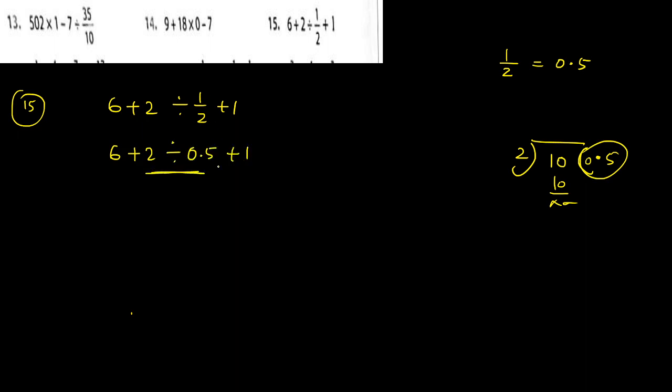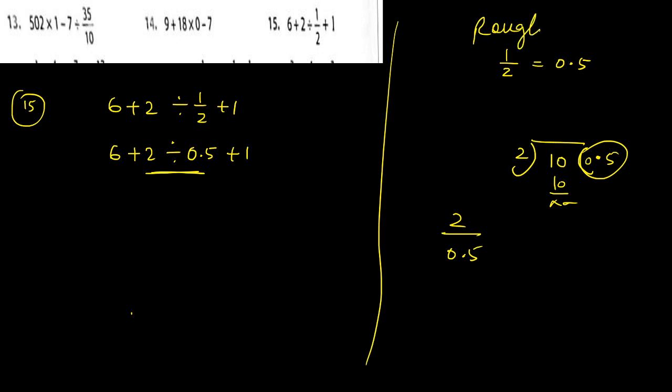Now if you divide 2 by 0.5, this is your rough work. You will remove the decimal, increase 0. 5 ones are 5, 5 4s are 20. So 6 plus 4 plus 1. Now 6 plus 4 is 10, 10 plus 1 is 11. So your answer is 11. Okay, this is the answer.